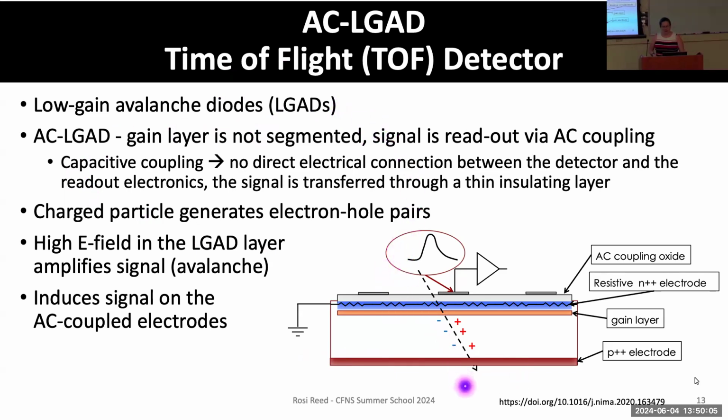You have a charged particle that goes through the detector. It generates electron hole pairs. And then you have this very high electric field in the LGAD layer, which amplifies the signal. So your avalanche that I showed on the previous slide will be there. And then this induces a signal on your electrodes, which then can be read out. So the idea here is that this is very precise and fast.